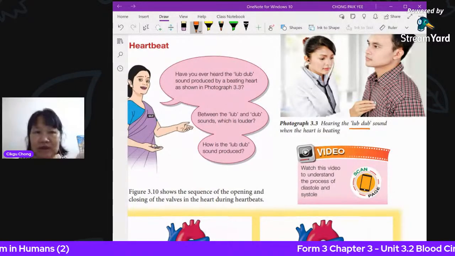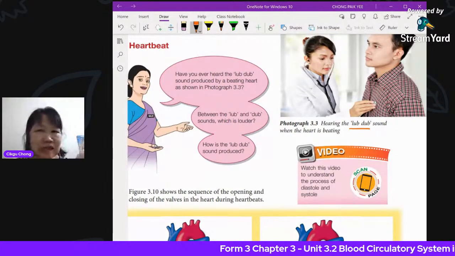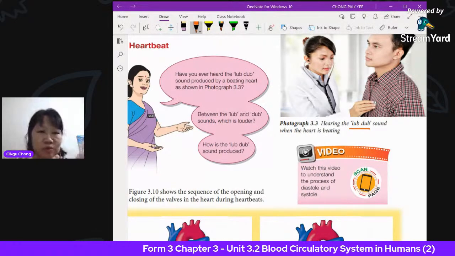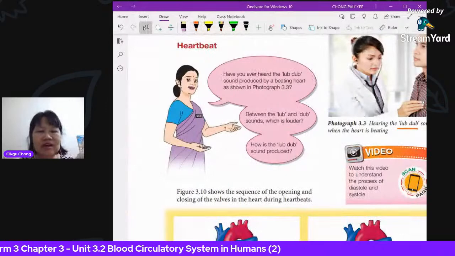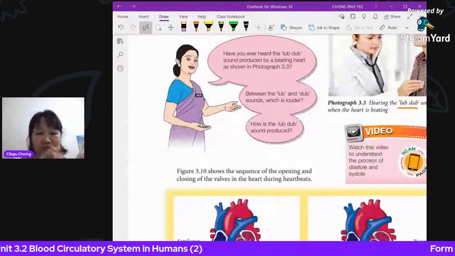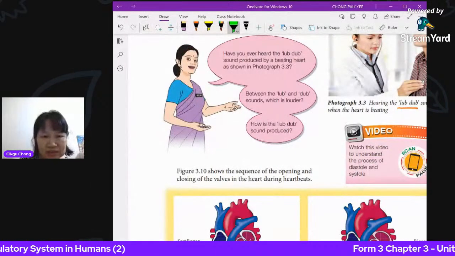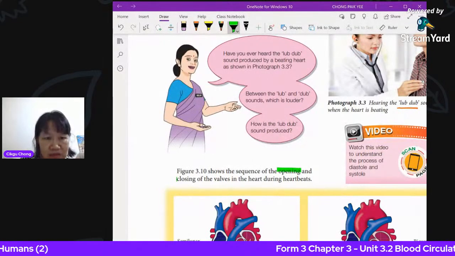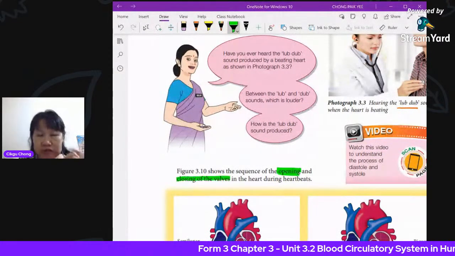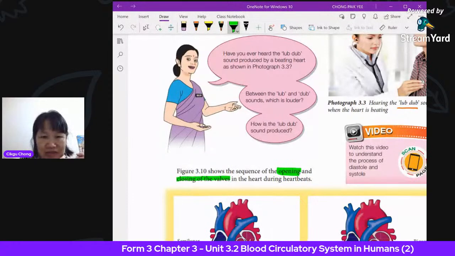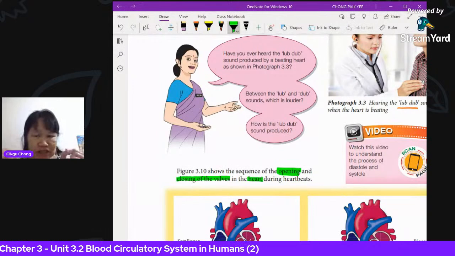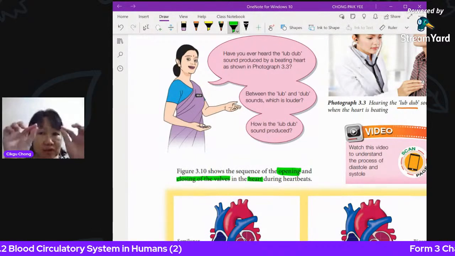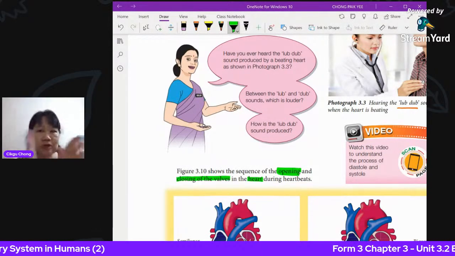Okay. Now, how do you get this loop doop sound? Why does the heart have this loop doop sound? The loop doop sound is produced because of the closing of the valves. I want to highlight this: the opening and the closing of the valves. Usually it's a closing during the heartbeat. So remember we have learned the bicuspid valve and tricuspid valve and also the semilunar valve. Once the blood flows through, remember that the valve will close.